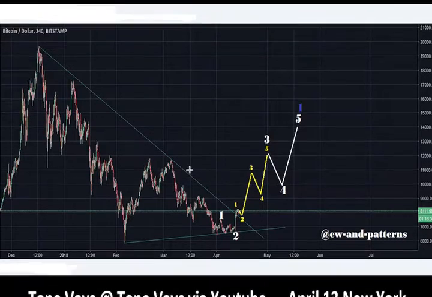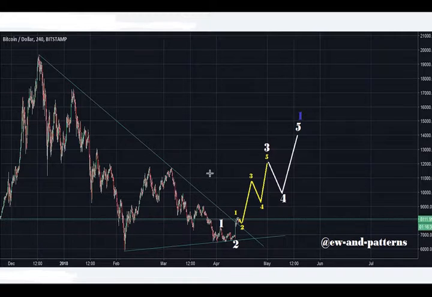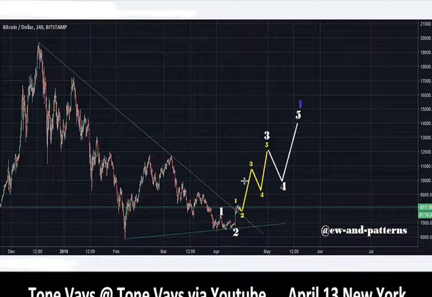We have EW in patterns. He recently switched to bullish again from bearish, and he has finishing of the Elliott right there. Then you have the 1, 2, and 3, and he drew this pathway for the 3.